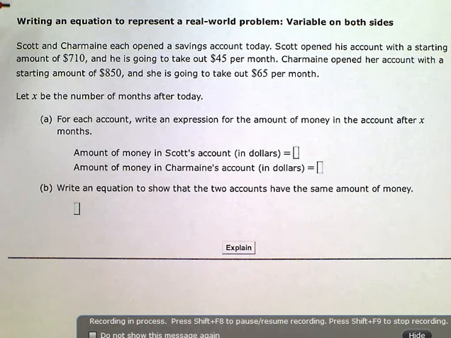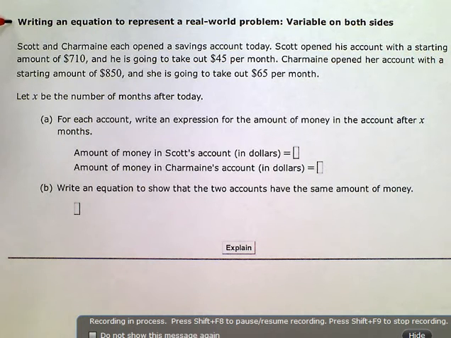Writing an equation to represent a real-world problem, variable on both sides. Scott and Charmaine each opened a savings account today. Scott opened his account with a starting amount of $710, and he is going to take out $45 per month. Charmaine opened her account with a starting amount of $850, and she is going to take out $65 per month.